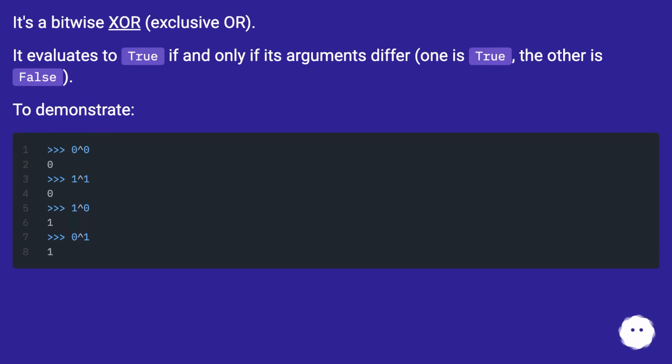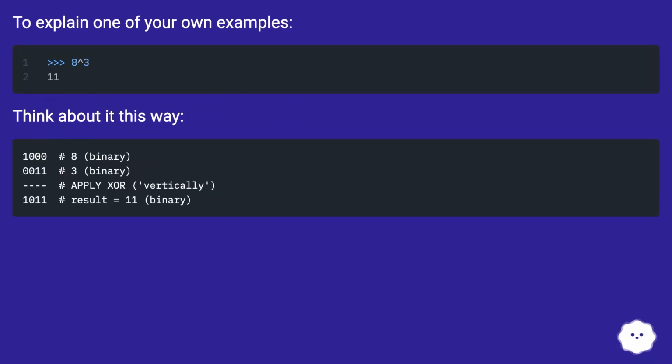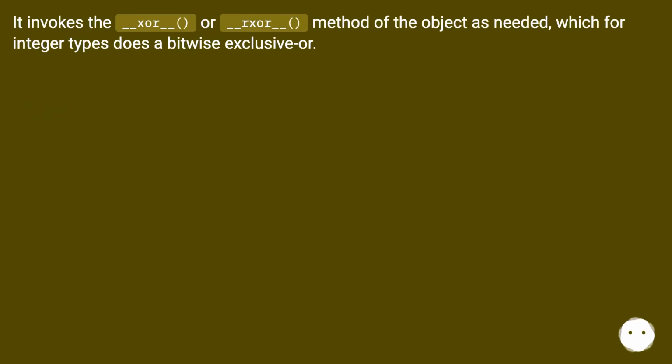To demonstrate, to explain one of your own examples, think about it this way. It invokes the __xor__ method of the object as needed, which for integer types does a bitwise exclusive OR.